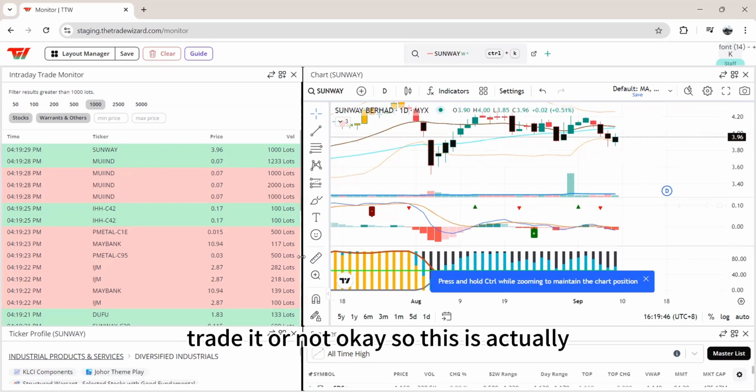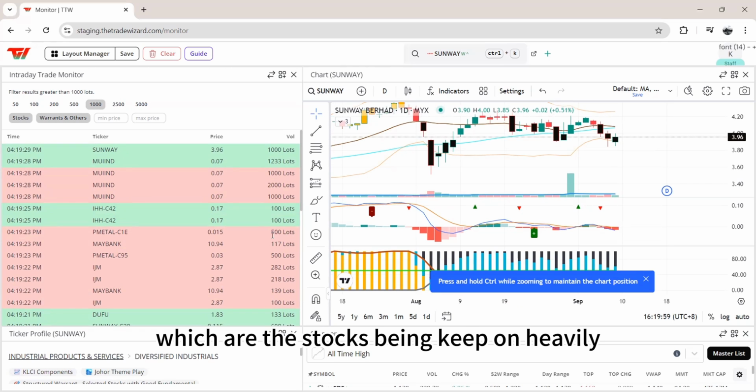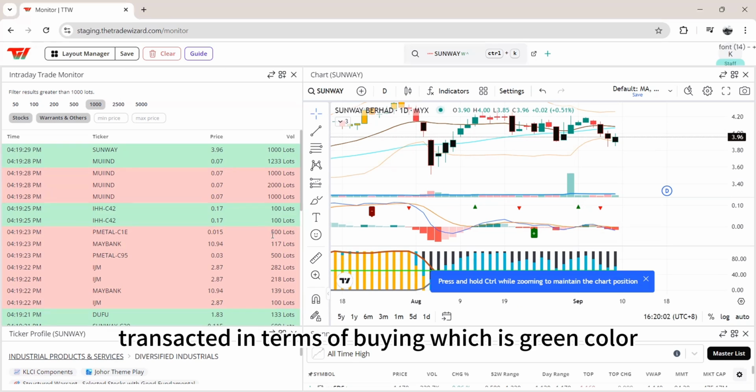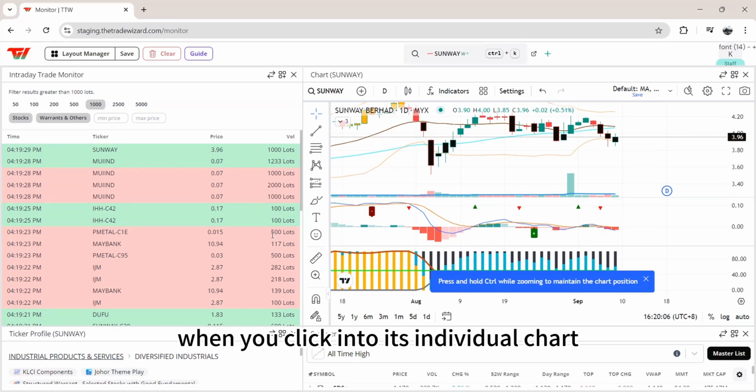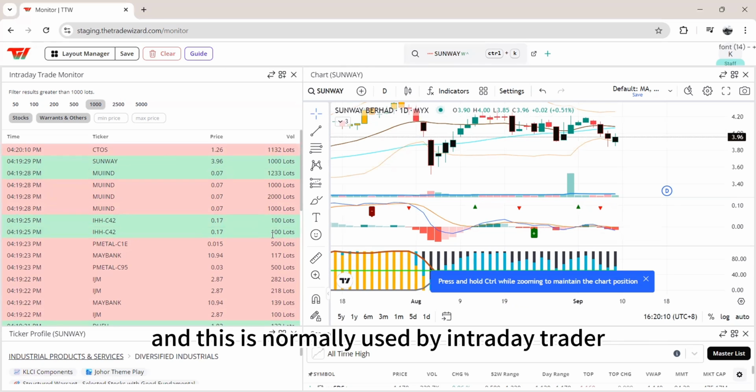Okay, so this is actually one of the ways. Let's say during the market active period, then you are able to see which are the stocks that keep on being heavily transacted in terms of buying, which is the green color. Then from there, when you click into its individual chart, then only you determine whether you want to trade this stock or not. And this is normally used by intraday traders.